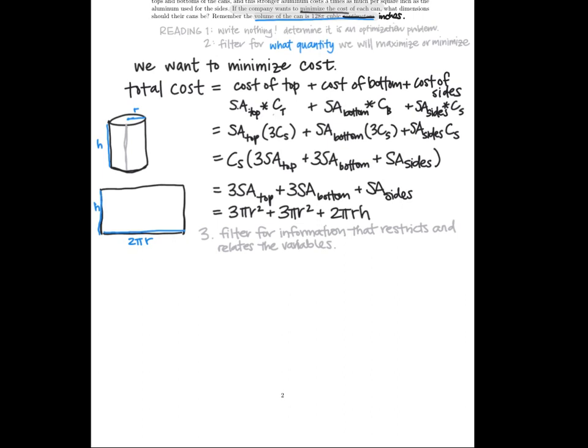We have filtered for information that restricts and relates the variables. Basically information that says, hey, radius and height can't be whatever you want it to be. For us, that is that volume is equal to 128 pi. And volume can also be computed with a formula using radius and height. Whenever you have a prism, and this is a prism whose base is a circle, the equation for the volume is the area of the base, which would be that circle, times the height. So for us, this also implies that pi r squared, the area of the base of the cylinder, times its height is equal to 128 pi.